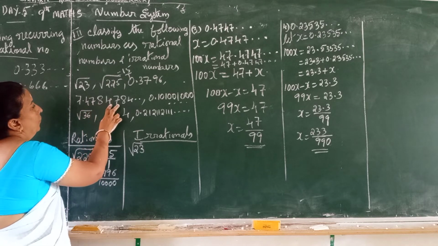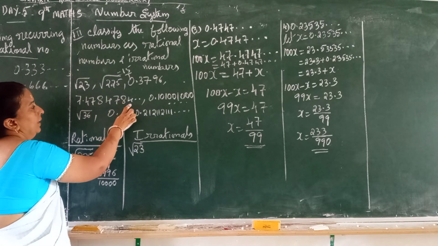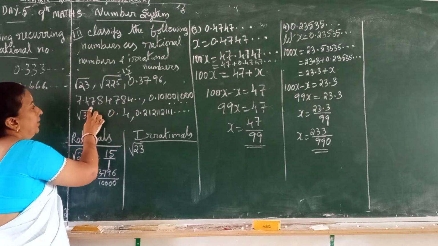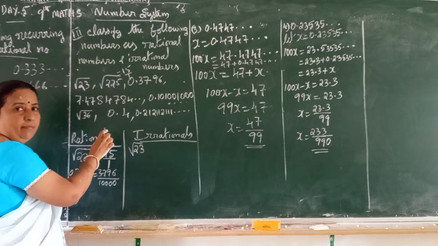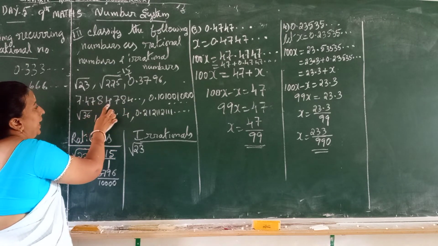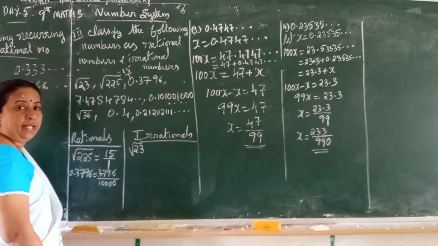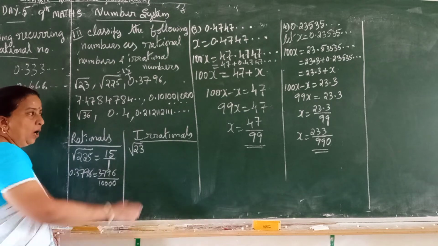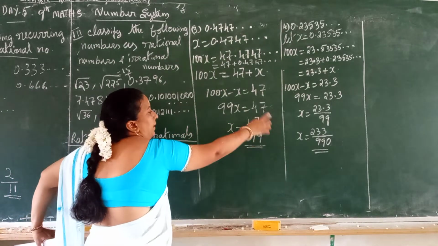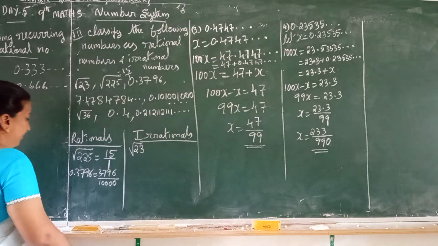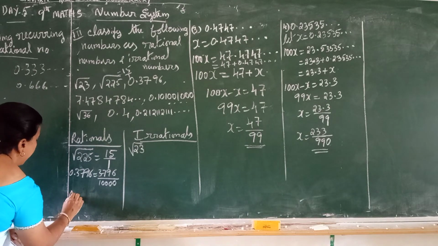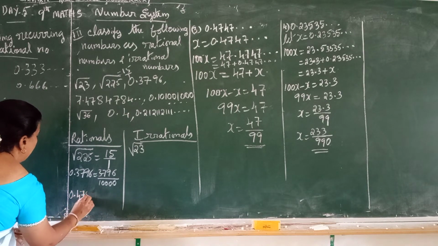Now look at this number, 478. Then again 4 comes. That means it is repeating decimals. 478, 478, 478 repeating. If it is repeating in a particular order, they can be converted into fractions. Therefore, it is a rational number.